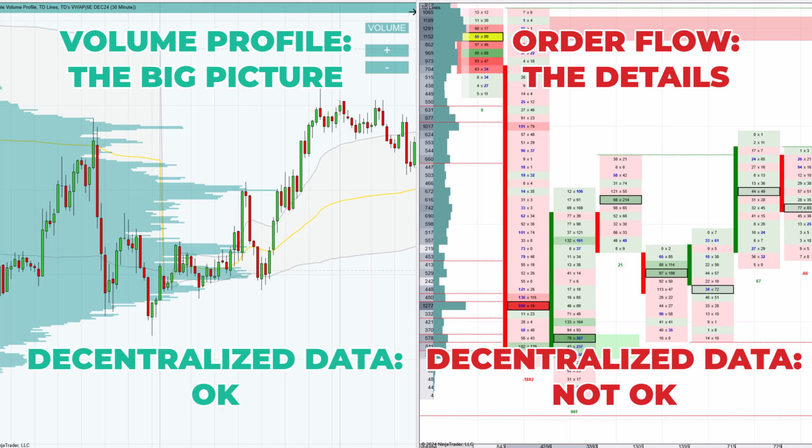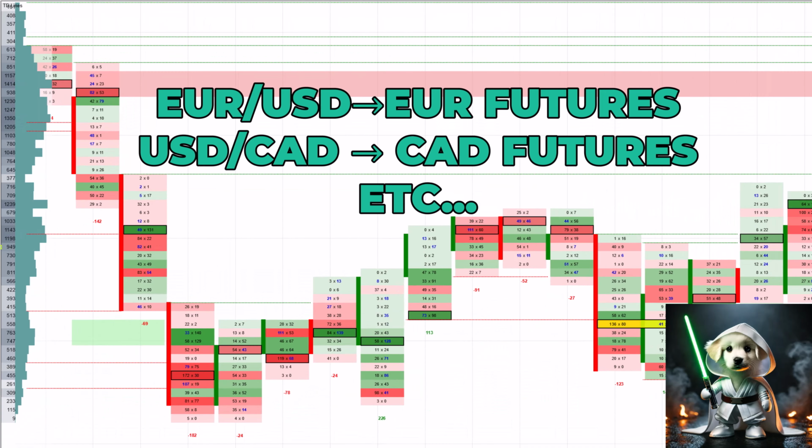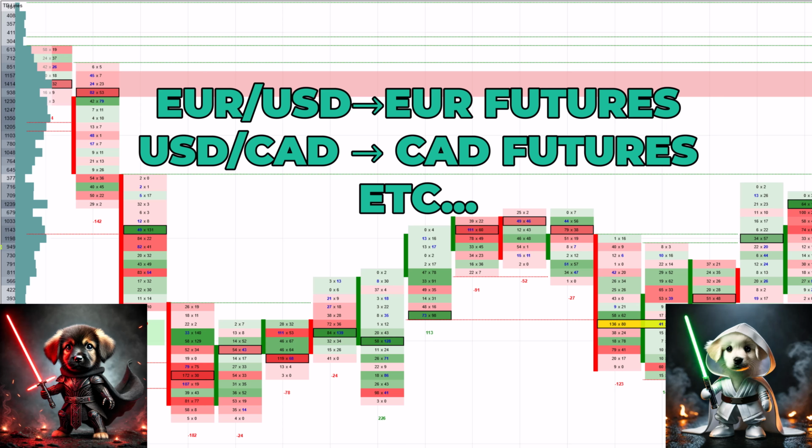But with order flow, which is more about the detailed look, the decentralized markets are not really what I would recommend. And that's why I say that for successfully trading with the order flow, you need to use accurate data, which you can get only from centralized markets. So for example, if you want to use order flow to trade currencies, then you want to trade those on futures markets. So let's say you want to trade Euro futures or the Canadian dollar futures, but you don't trade them on forex, all right? Because you want data from centralized market.